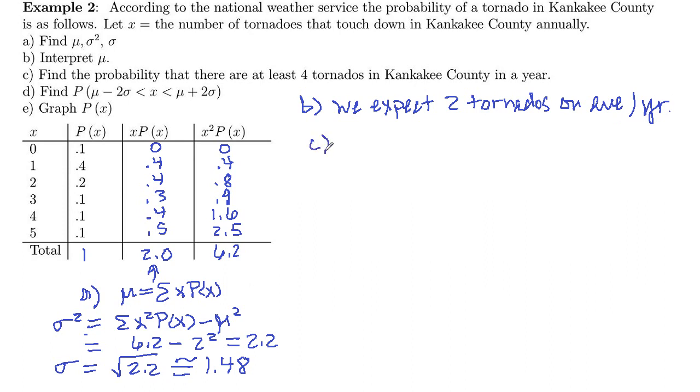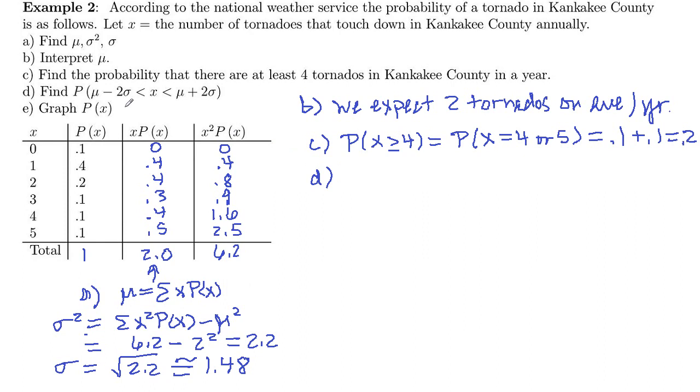Part C, find the probability of at least 4 tornadoes. So that's saying find the probability that X, number of tornadoes, is at least 4, so greater than or equal to 4. So greater than or equal to 4 would be 4 or 5. So this is saying probability that X equals 4 or 5. So that or means we're going to add the probabilities. So this will be 0.1 plus 0.1. These two guys here, 0.2. So 20% chance.